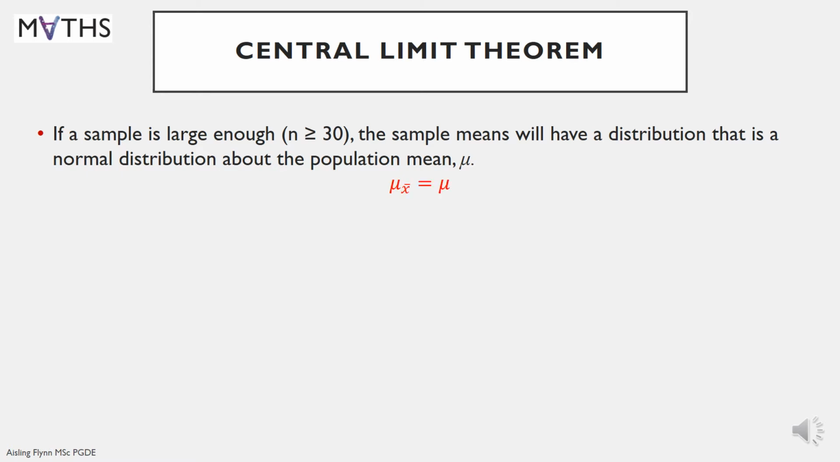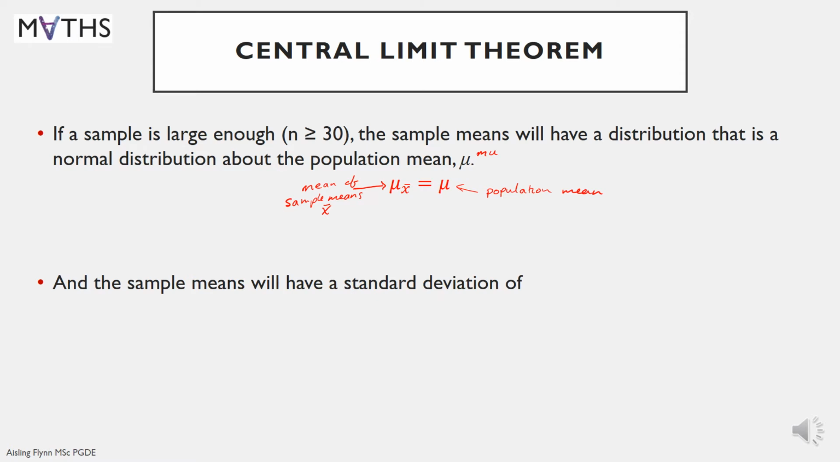Okay, so some notation here. This here, mu, is a Greek letter. Here we have mu of x bar, so this is the mean of the sample means, so lots of means going on. If you calculate all the x bars from all your samples, then mu x bar is the mean of all of those, and plain mu is the population mean.